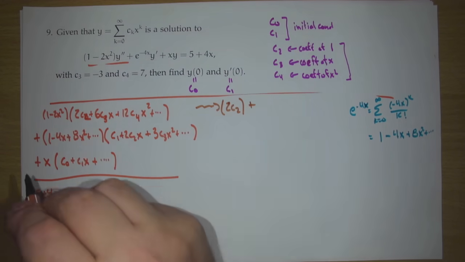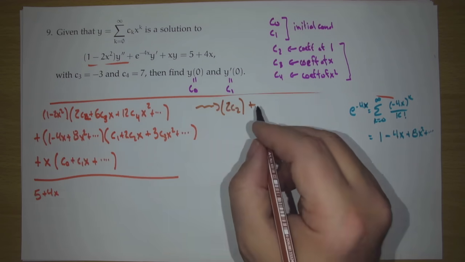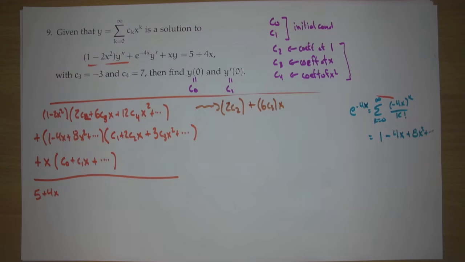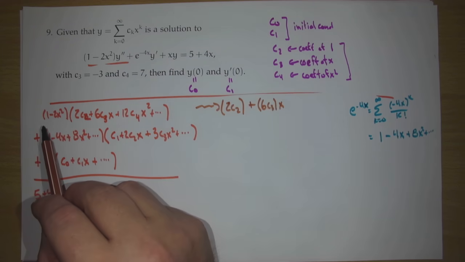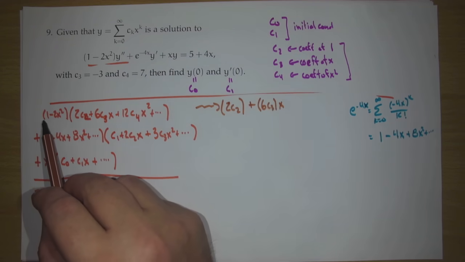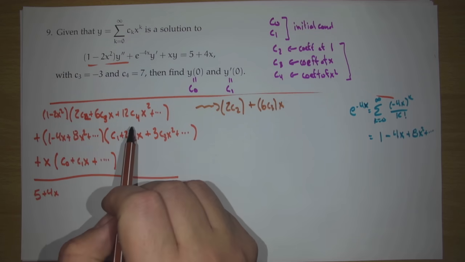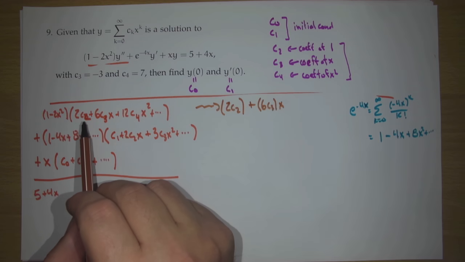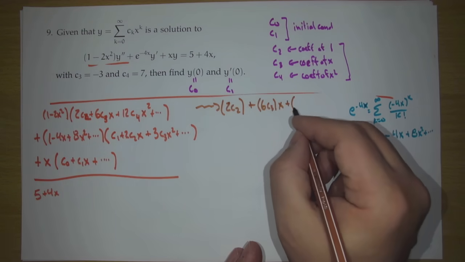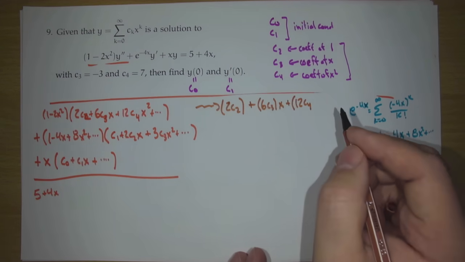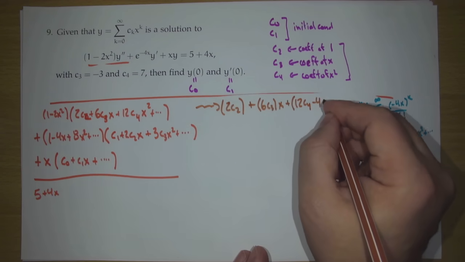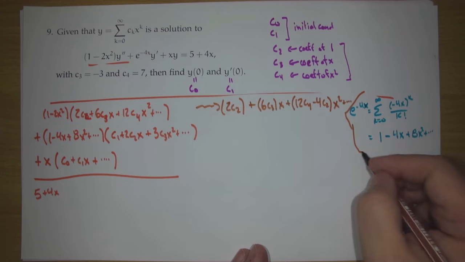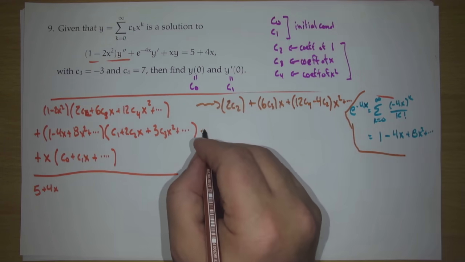Our x term would be 6c3. Multiplying the 1 times 6c3x. The x squared term gets interesting. What do we have? Well, we can take 1 times 12c4x squared, and we can take minus 2x squared times 2c2. So there's two pieces: 12c4 minus 4c2 x squared. Okay, so that's the first line. Just do it line by line.